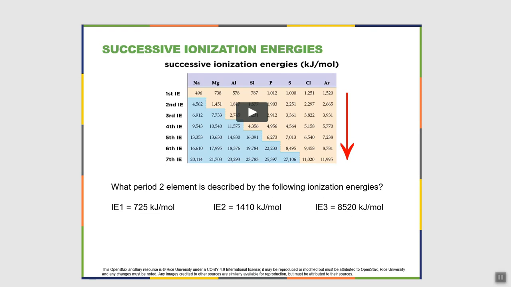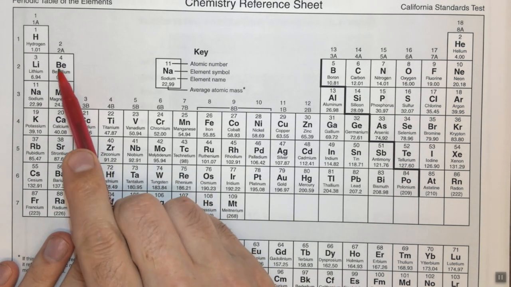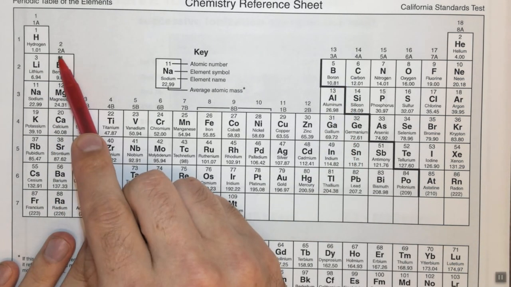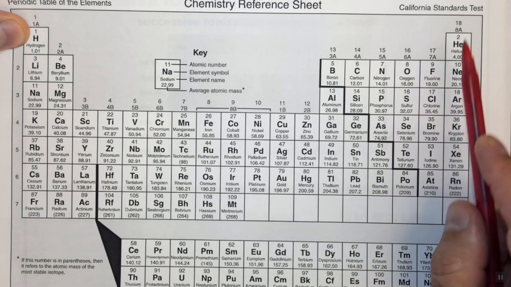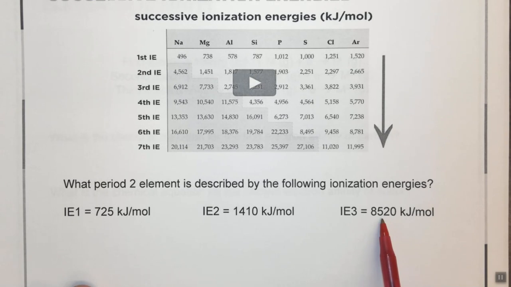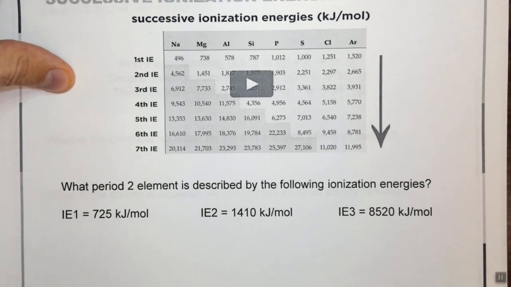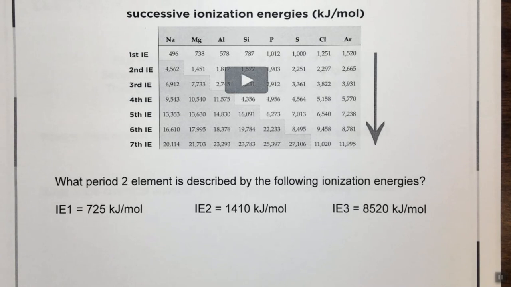So if we look at the periodic table, which period 2 element has 2 valence electrons? Well, that's beryllium. It takes a little bit of energy to take away the first electron. It takes a little bit more energy to take away the second electron. Then it's like helium, so to take away that third electron takes a massive amount of energy. So you go from 1410 up to 8520. And these numbers are made up, so they're not exactly the correct numbers, but the general trend is there. So this is the way that successive ionization energies can be looked at.